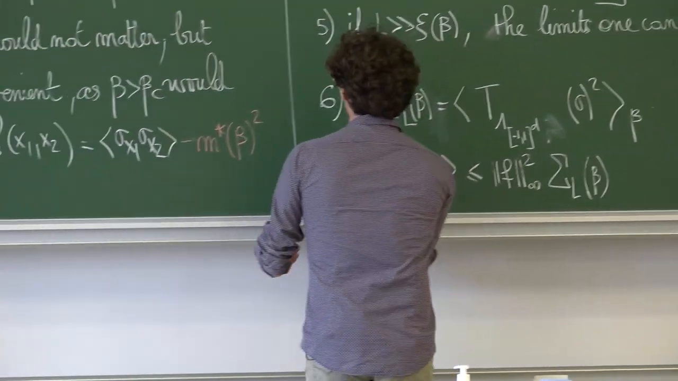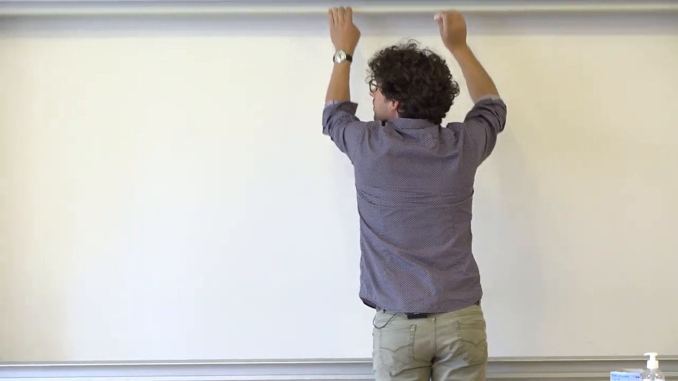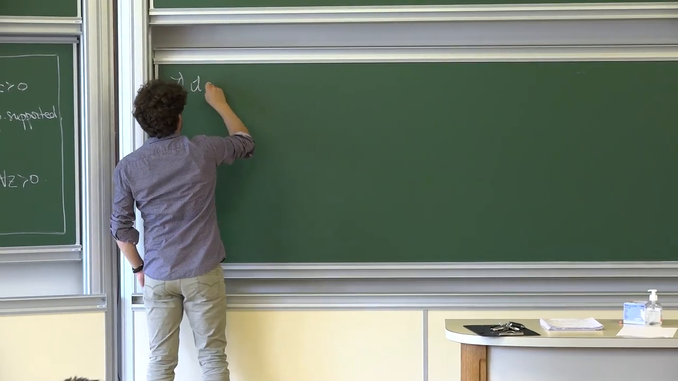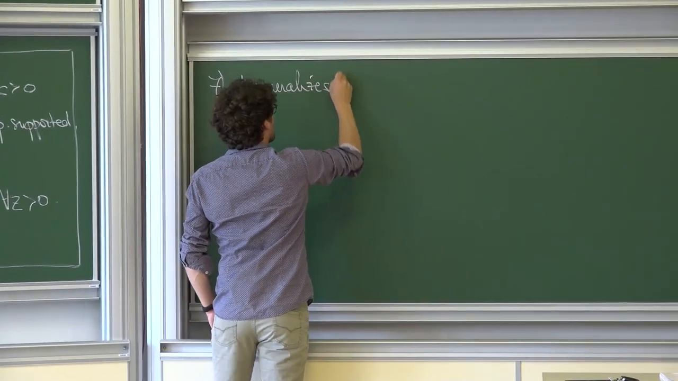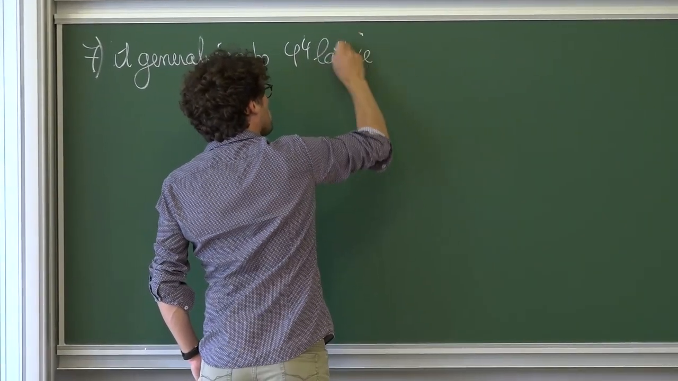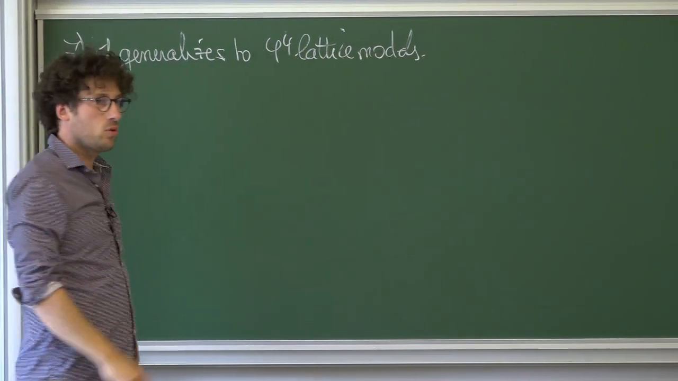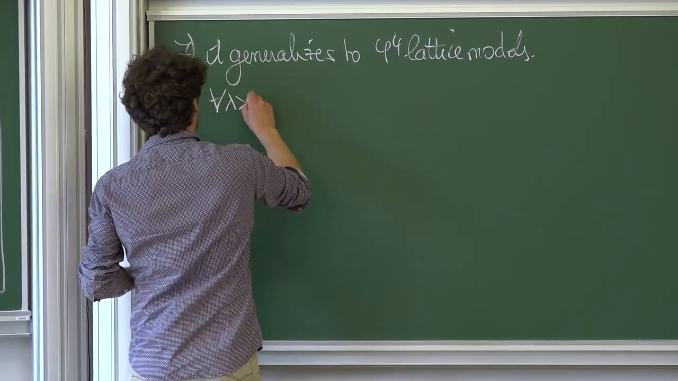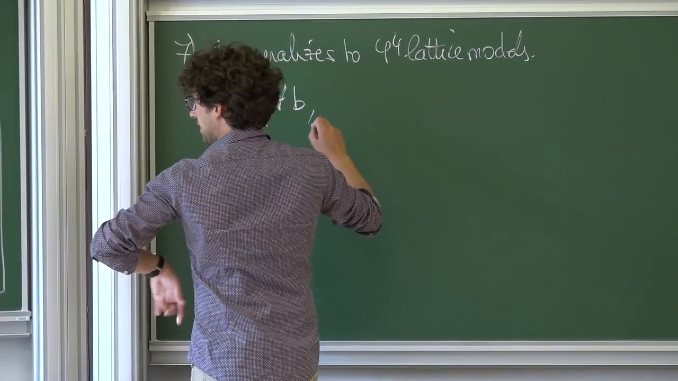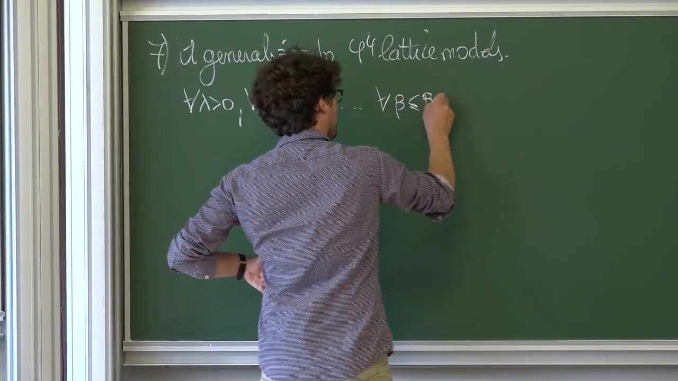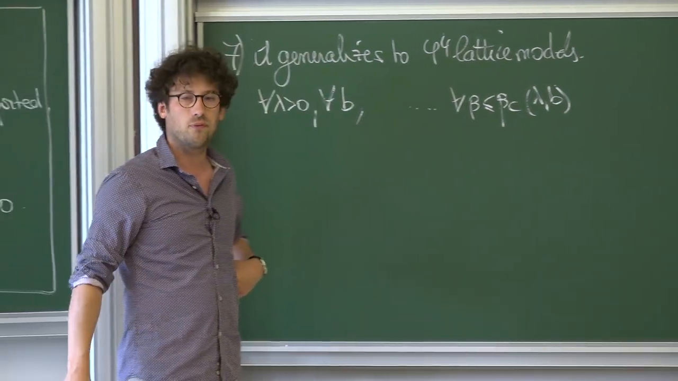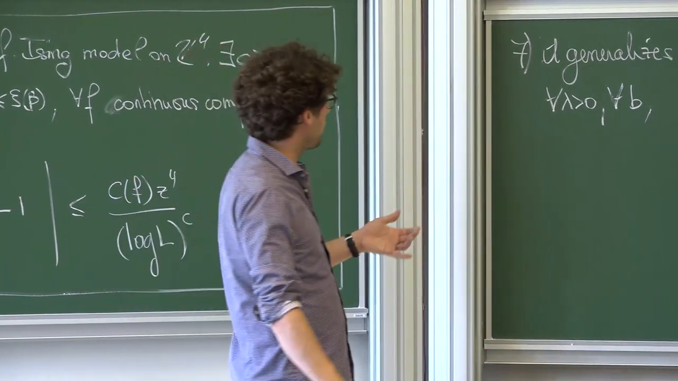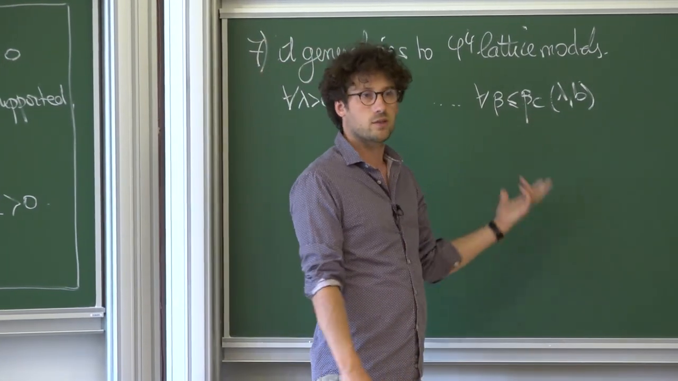Okay, so I keep going. Seventh comment: it generalizes to phi-4 lattice models. In this phi-4 lattice model, remember that there was a beta, a b, and a lambda parameter. So for every lambda positive and every b, this is true if you take beta smaller than beta_c(lambda, b), the critical parameter of the phi-4 lattice model. Remember that phi-4 models look like Ising models, so they also have a critical parameter depending on lambda and b, and the result is true as long as beta is below it.